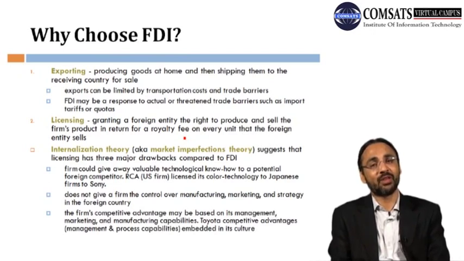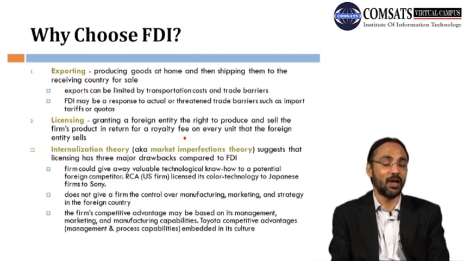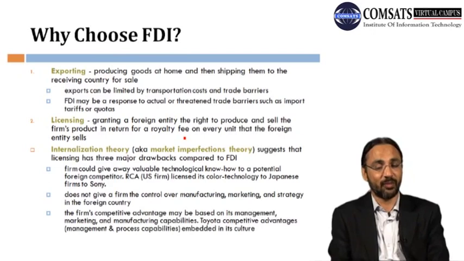How do we explain this? When a company allows other firms in a foreign market to use its technology and sell their products, it is in fact giving away its technology to that foreign firm as well. It happened with RCA, a US firm, which licensed its color TV technology to the Japanese firm Sony, allowing them to produce color TVs in Japan and sell them. In return, RCA was getting a royalty fee.